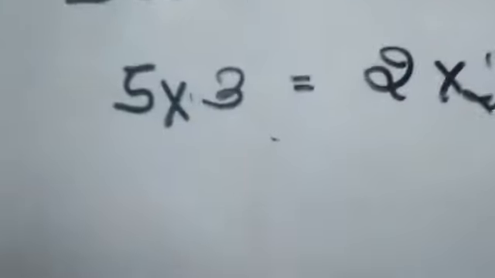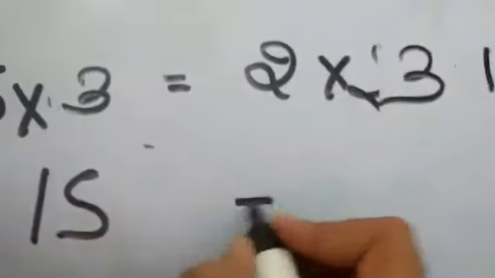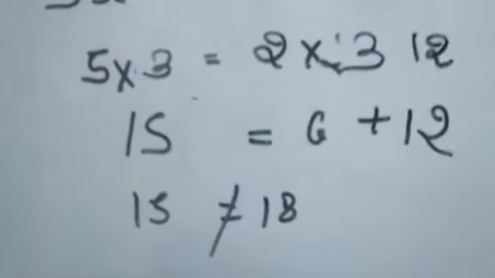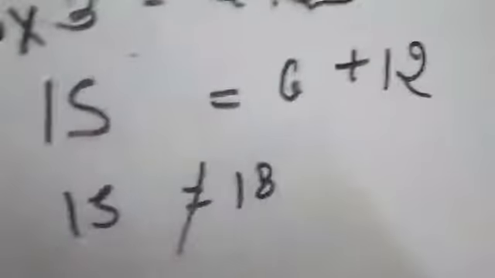3. So 5 into 3 is 15. 6 plus 12. So it will be 15 is not equal to 18. So here 15 is not equal to 18. Now we will put 4 here.